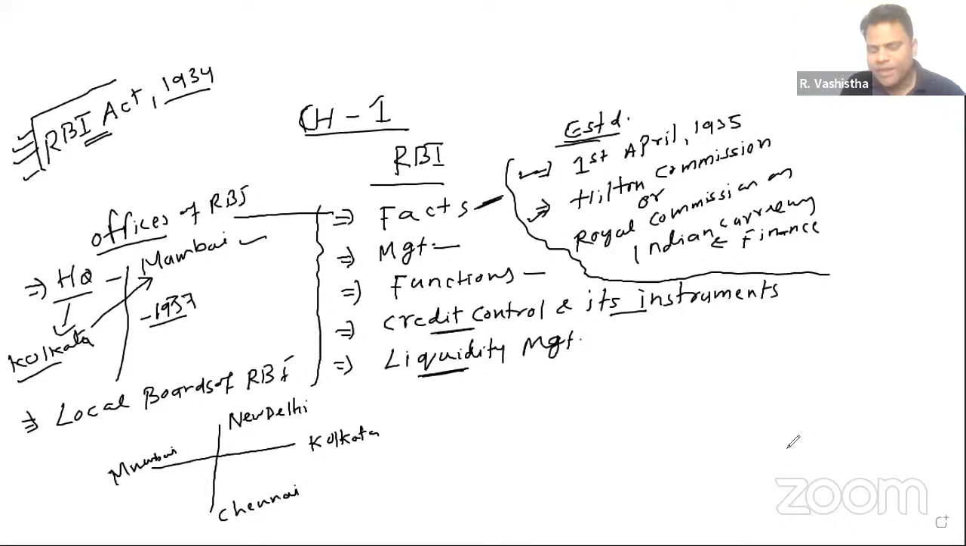Apart from that, we have some regional offices of RBI. Third important office is called regional offices of RBI. So regional offices have been established in almost all the states of India and union territories. And these offices serve the requirement of different state governments.